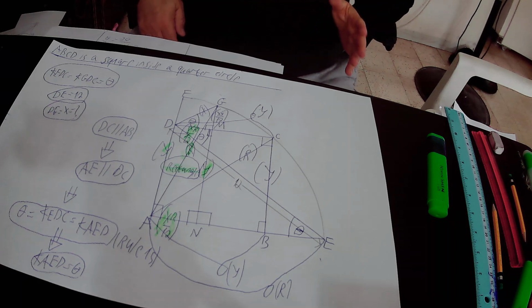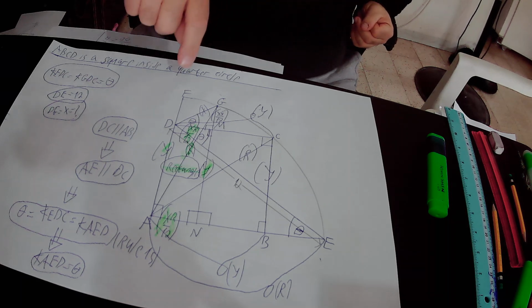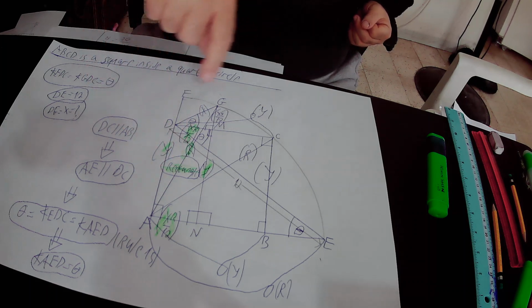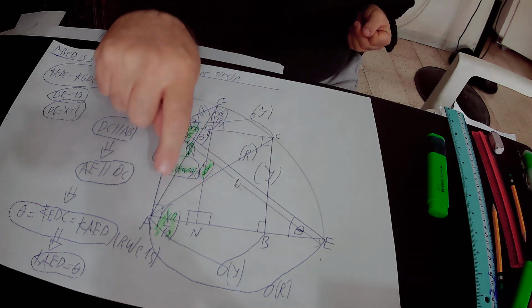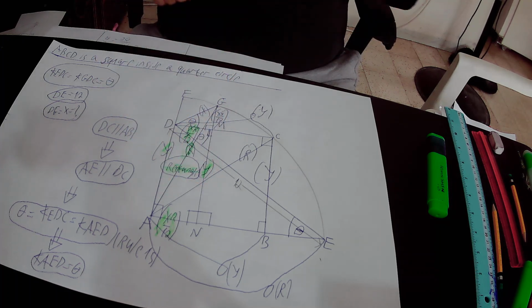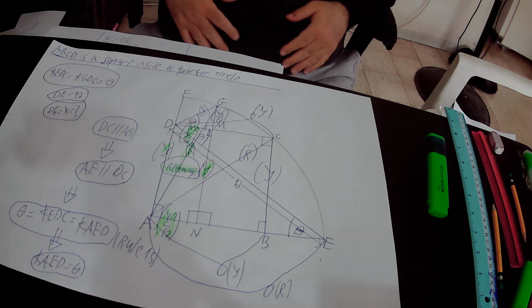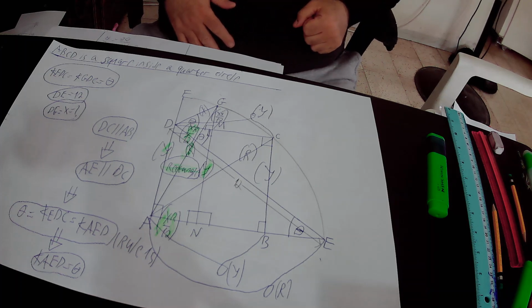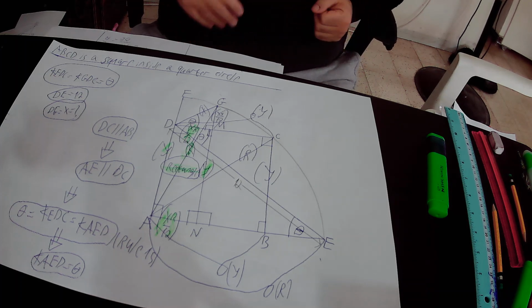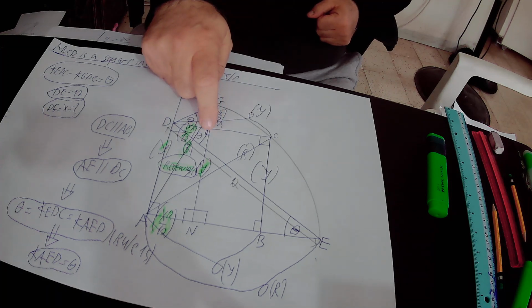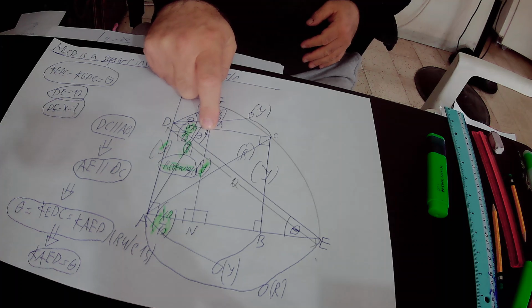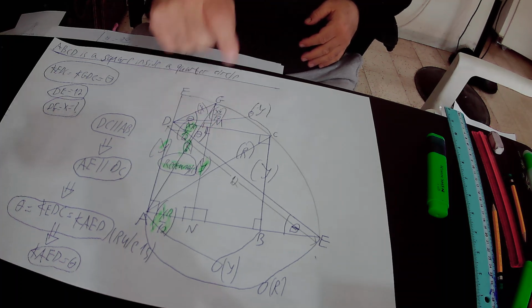So by doing this construction, we get a quadrilateral DMNA. In this quadrilateral DMNA, we have 1, 2, 3 right angles. The sum of 3 right angles is 270 degrees. So 270 degrees plus the size of this fourth missing angle, in total it must be equal to 360 degrees, according to the rule that the sum of the angles in any quadrilateral is equal to 360 degrees.